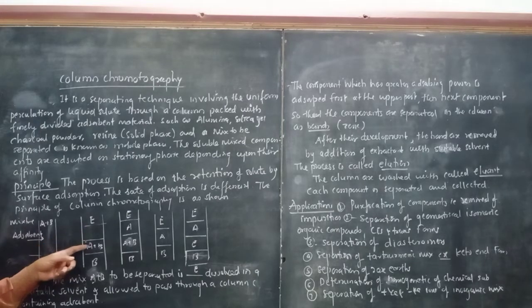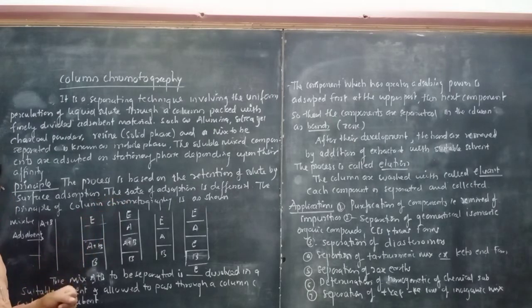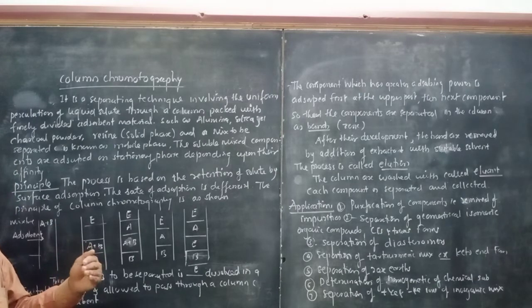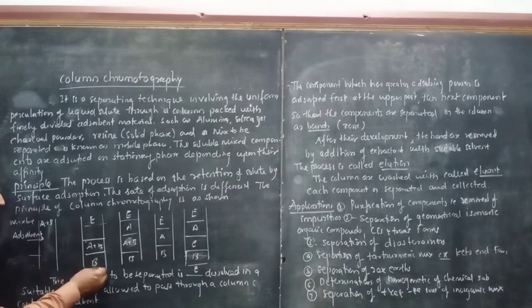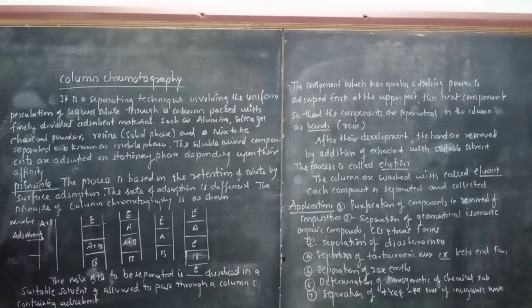When the A and B components slowly enter the solid stationary phase, depending upon the rate of adsorption, A and B start to separate from the mixture. Suppose this part is a mixture of A and B. Slowly B is going to separate and slowly moves down. At the same time, the eluent is to be added.